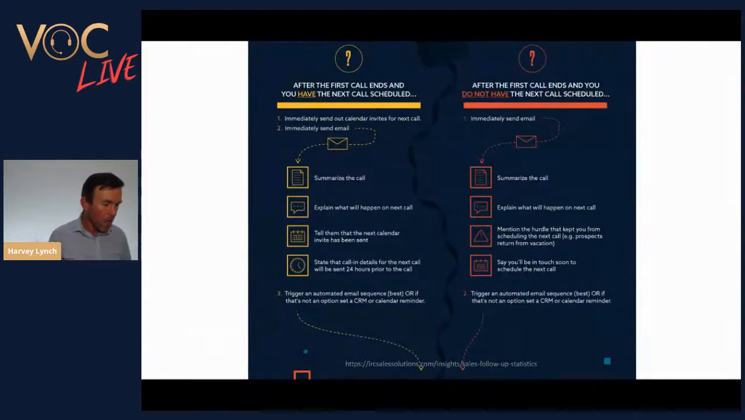So now, the calls. How do we follow up with these calls? After the first call ends, when you want to follow up with this prospect that's called in an inquiry, the number one aim is to have that next call scheduled with that caller.